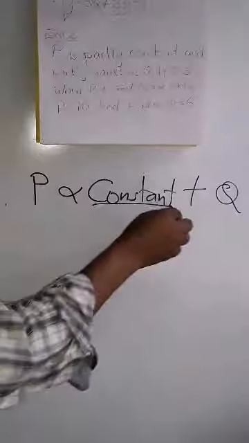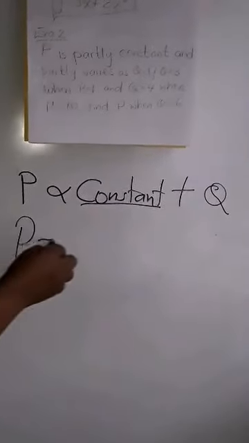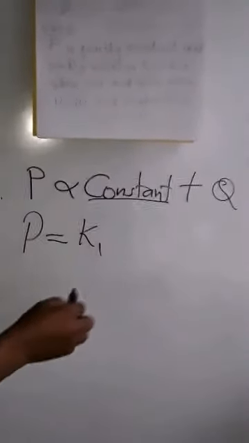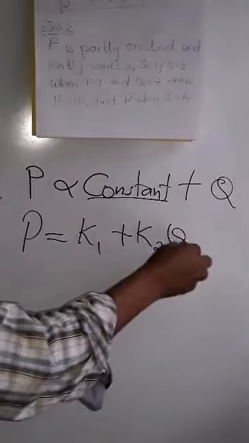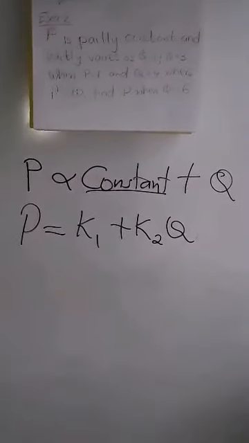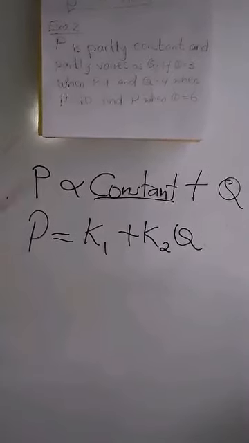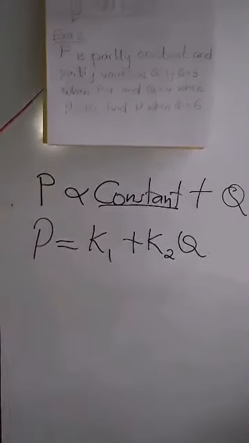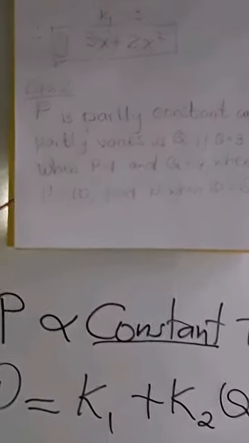Because it is a constant, I don't need to introduce another constant. So I can say p equals a constant, call it constant 1, plus now I introduce a constant for the variable. So introduce a constant to the variable, but when it's a constant, you leave it as a constant. Then you substitute the values given: q is 3 when p is 1 and q is 4 when p is 10.